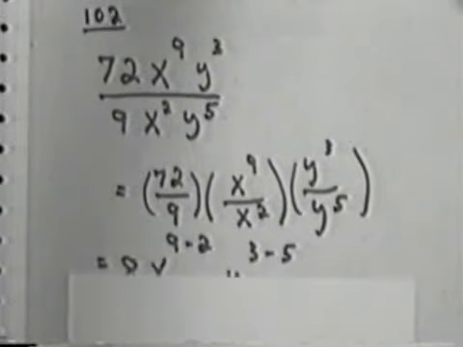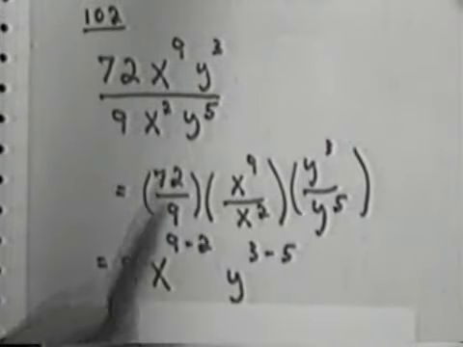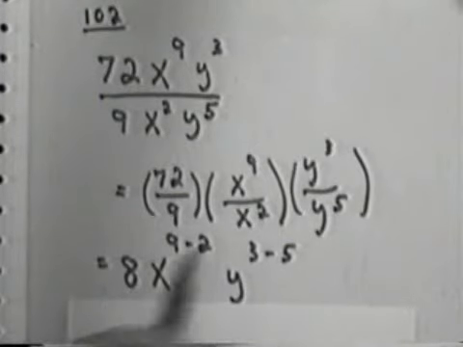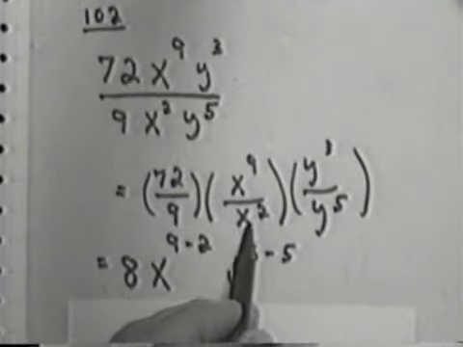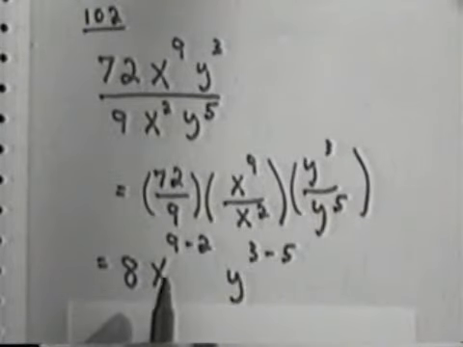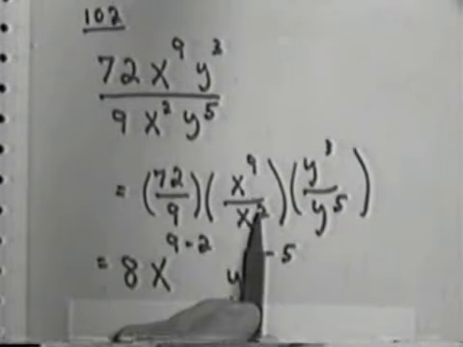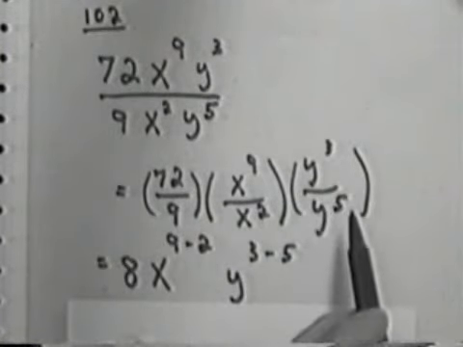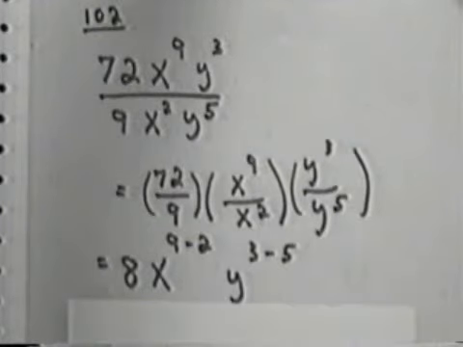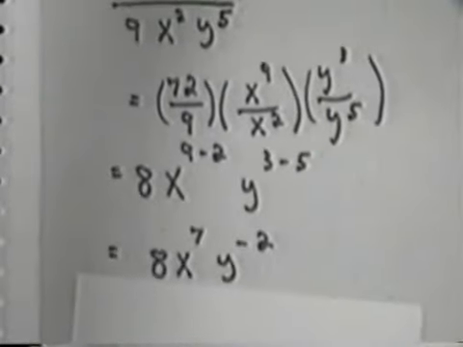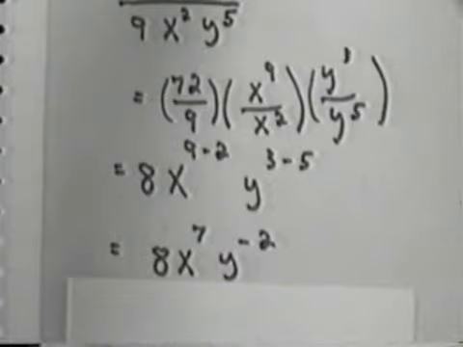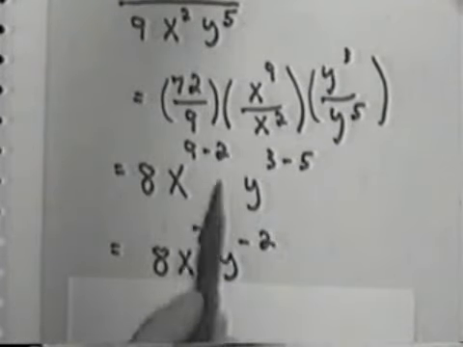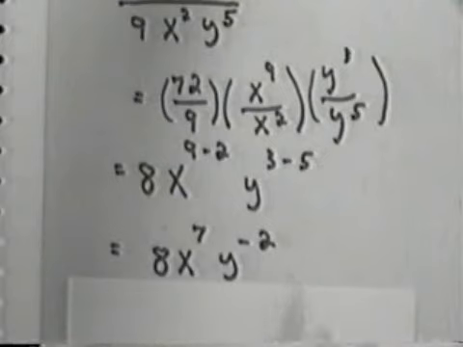Now I want to do the 72 divided by 9. 72 divided by 9 is 8. And to divide powers having the same base, I keep the base and subtract the exponents. Top exponent minus the bottom exponent. So it'd be x to the 9 subtract 2. Then y to the 3 subtract 5. Doing the subtraction, I get 8 x to the 7th y to the negative 2. 9 minus 2 is 7. 3 minus 5 is negative 2.